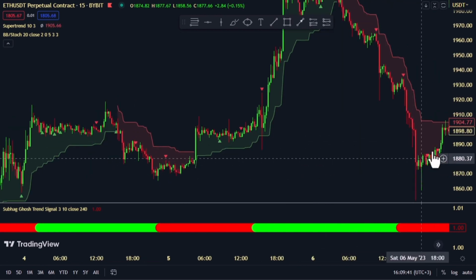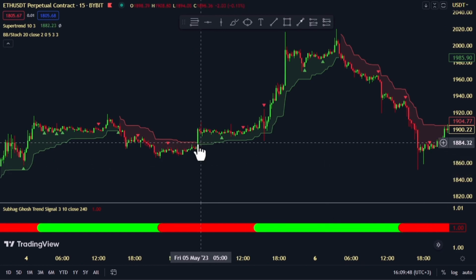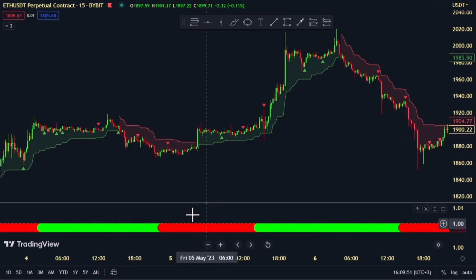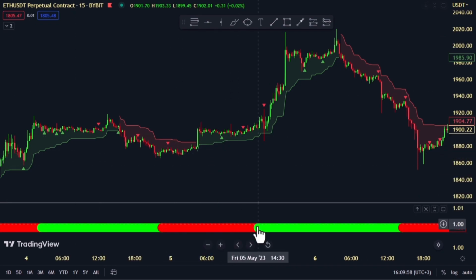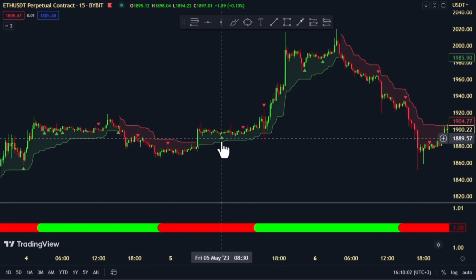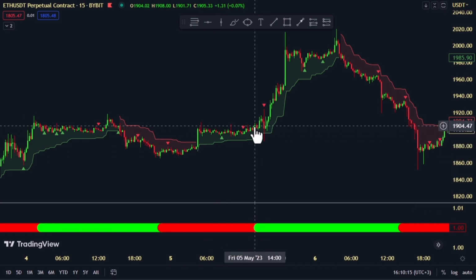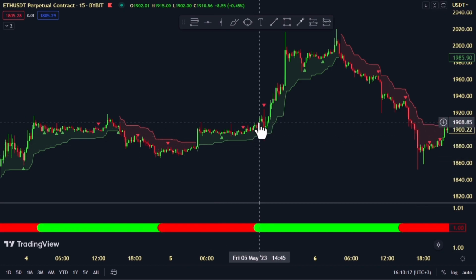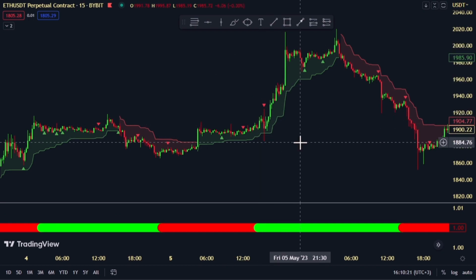Okay, first we see that SuperTrend turned green, but down here the Subhack is still red, so I wait for it to turn green. I had two confirmations here from SuperTrend and the entry signal, but I have to wait for confirmation from my Subhack, which happened at this candle. By the close of this candle or just the one after that, I can enter a long trade and go all the way up.